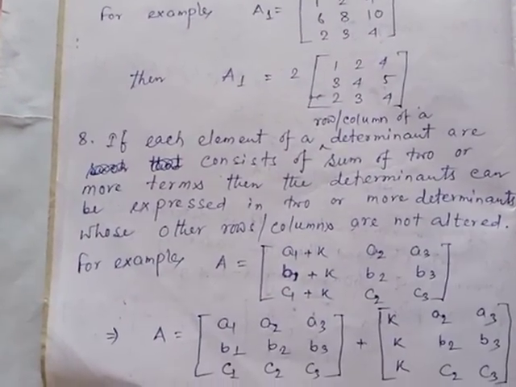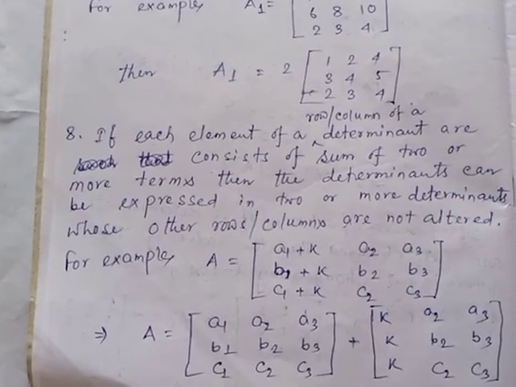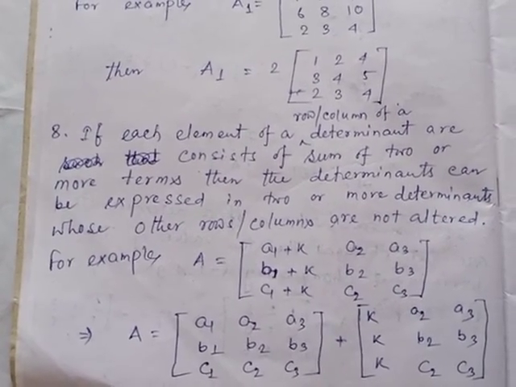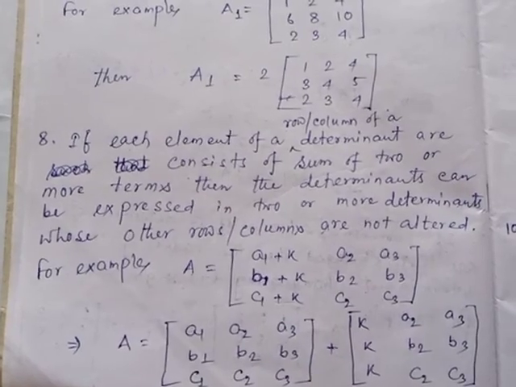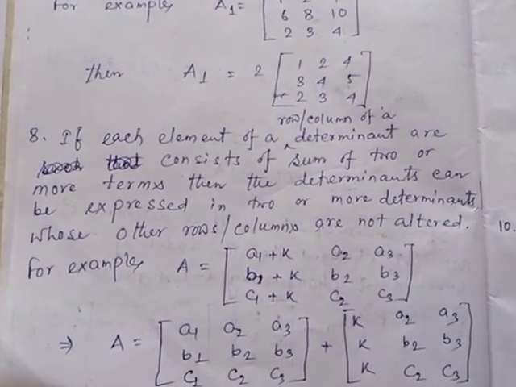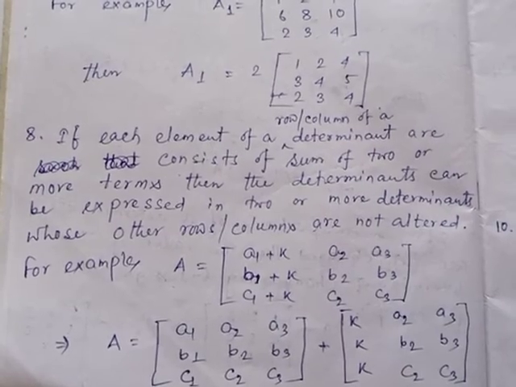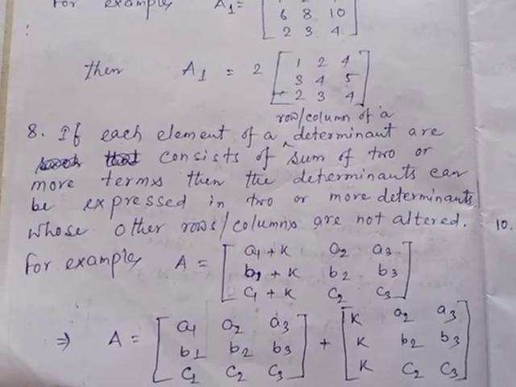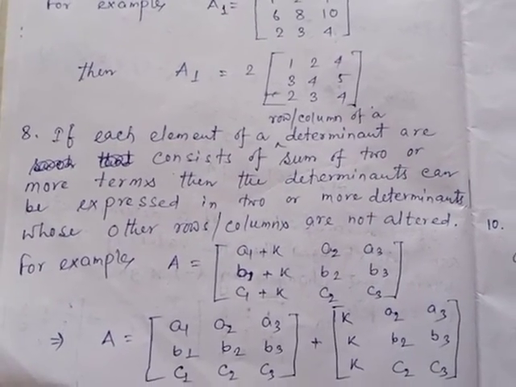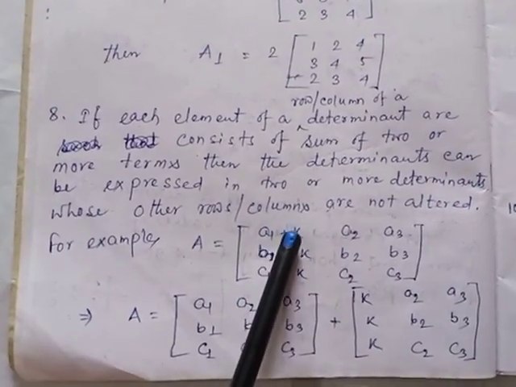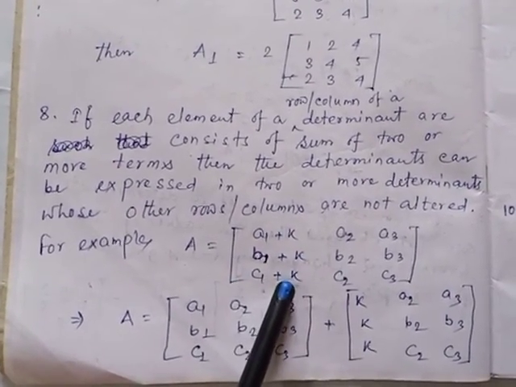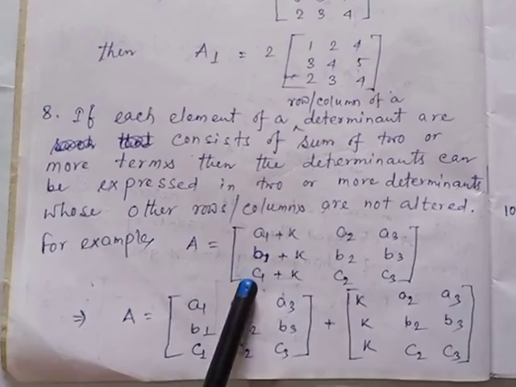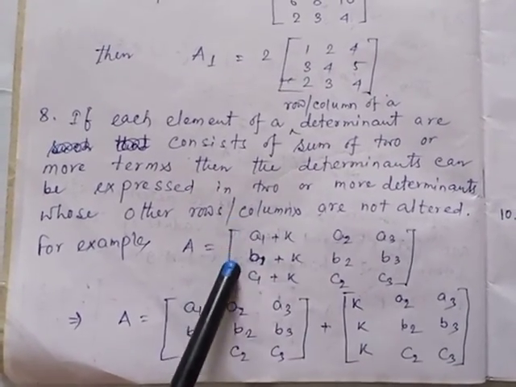Next, if each element of a row or column of a determinant consists of the sum of two or more terms, then the determinant can be expressed as two or more determinants whose other rows or columns are not altered. Very important this is also. So A equals a1 plus k, b1 plus k, c1 plus k, a2, b2, c2, a3, b3, c3. So this is the addition of two elements.